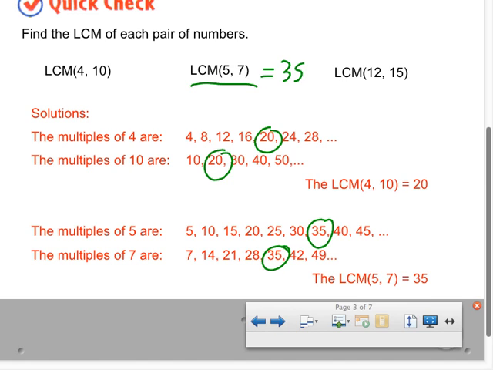Because did that work for this one? No. Was 4 times 10, 40? Was that the LCM? No. Okay, so know that that is not the strategy. List them out. Identify the smallest number they have in common.